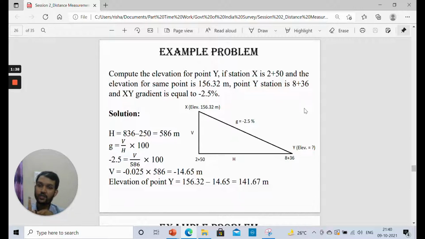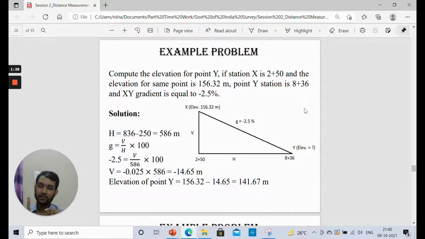If it is not mentioned in the question, what do we mean by 2 plus 50? We understood this in the first session. 2 plus 50 means 2 tape lengths have been completely taken and 50 meter in addition. If the tape length has not been mentioned, we consider it as 100 for this case, because 2 plus 50 will be read as 250 meter unless and until it is mentioned.